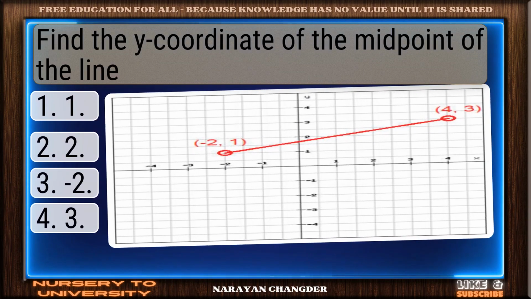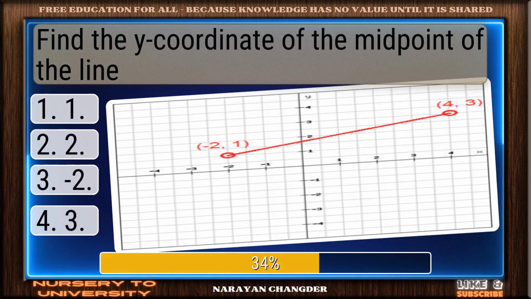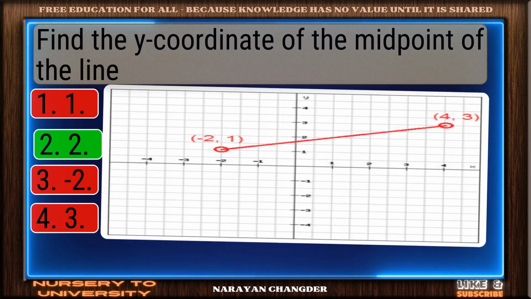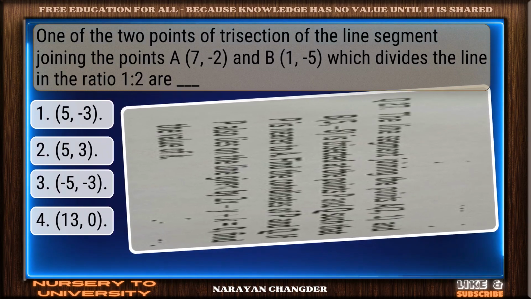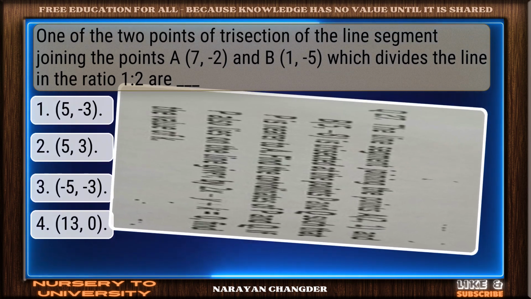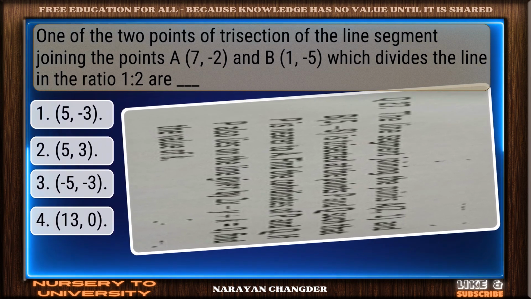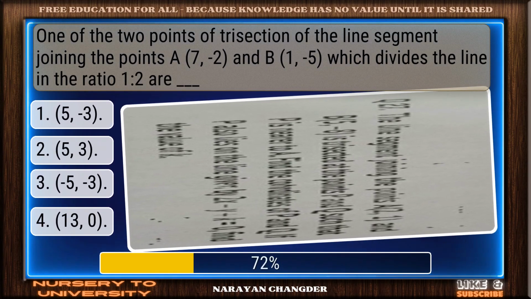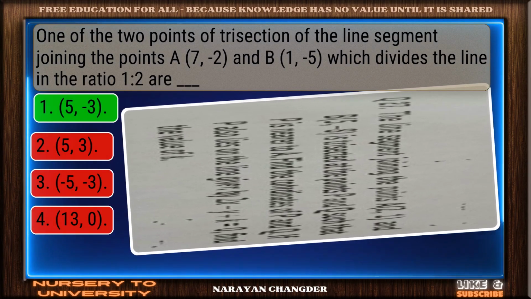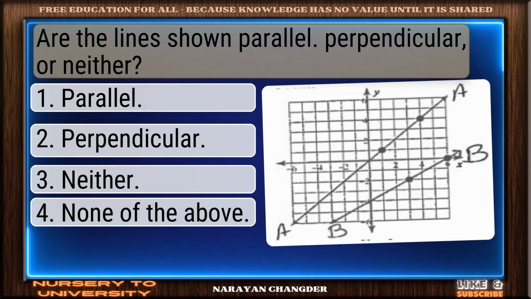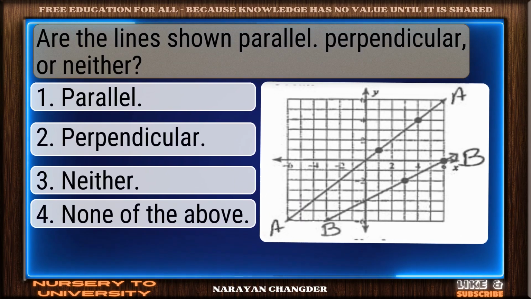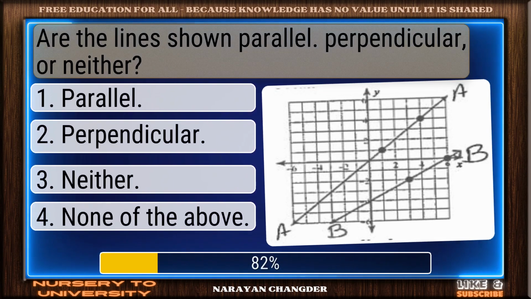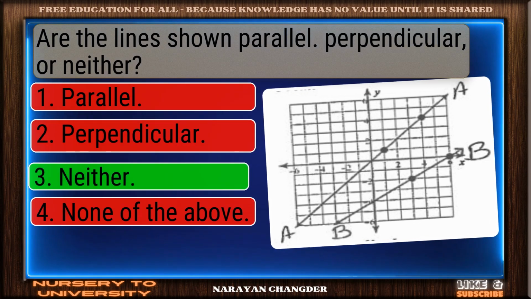Find the y-coordinate of the midpoint of the line. Right again. 2 is valid. One of the 2 points of trisection of the line segment joining the points A and B which divides the line in the ratio 1:2 are dash. Nice work. Fits perfectly. Are the lines shown parallel, perpendicular, or neither? Valid point. Neither is true.